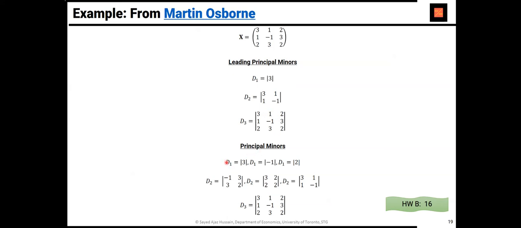Principal minors, the first order ones, are simply the diagonal elements. 1, 2, 3. So here's your 3, minus 1, and then your 2. The second order ones are more tricky, so they're all 2 by 2 matrices that you can form. So you can take this 2 by 2, you can take that 2 by 2, you can take that 2 by 2. They're all listed over here. And finally, of course, you have the 3 by 3. There's only one 3 by 3, and then we're done. So we understand that some leading principal minors are principal minors, but not all principal minors are leading principal minors.